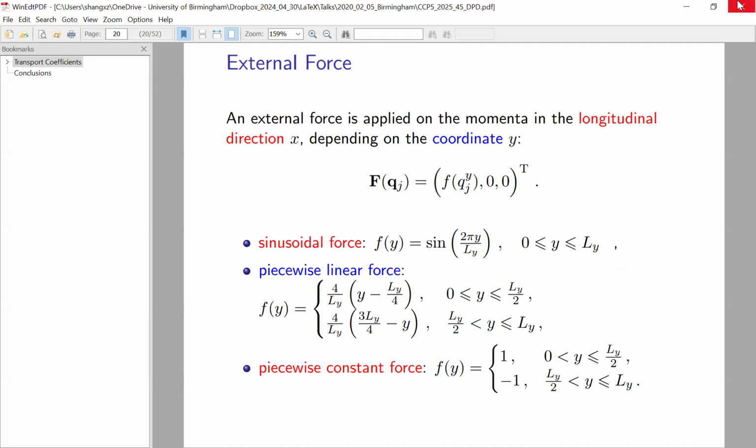So additional force will be on the x component, but that will be depending on the coordinates in y here. And we tested 3 different choices of the external forces for the computation of shear viscosity. The first one is a sinusoidal force, and the second one is piecewise linear force. But then the last one is a piecewise constant force. So 3 different forces here.